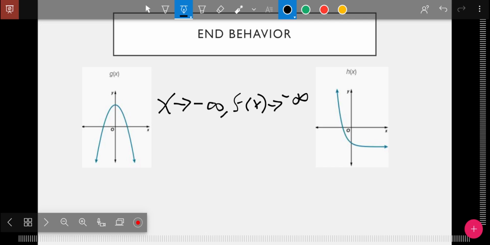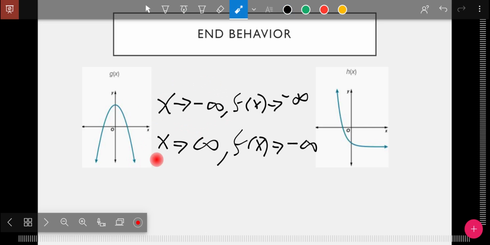Negative infinity. As x approaches positive infinity, as it goes right, f of x approaches negative infinity. So it's not always like one's positive, one's negative. For the y's, sorry, it's always left and right for the x's. It won't always be up and down. In this case, they both go down.